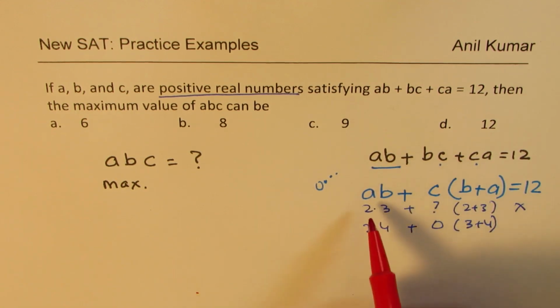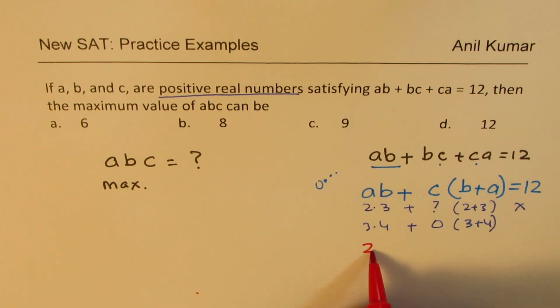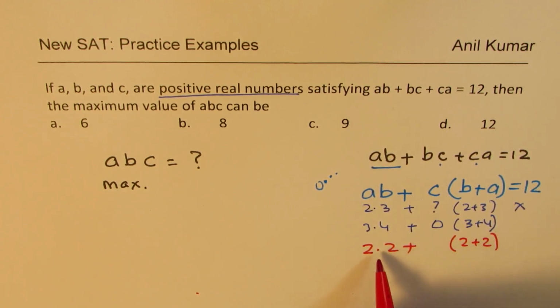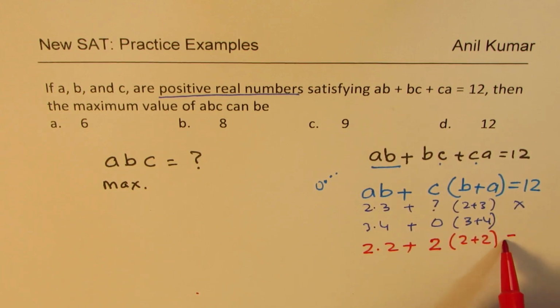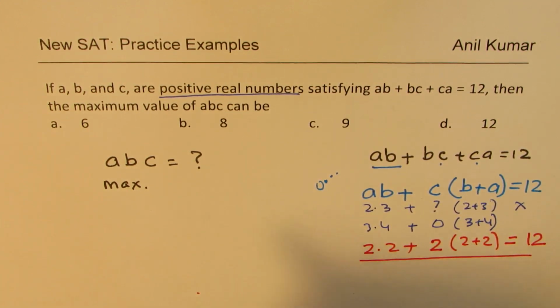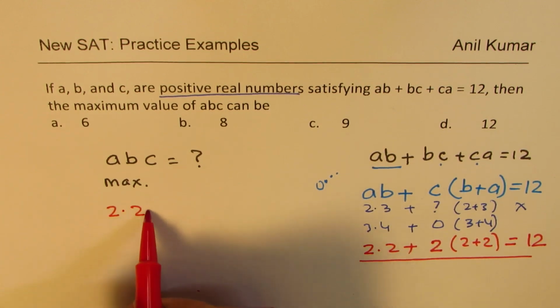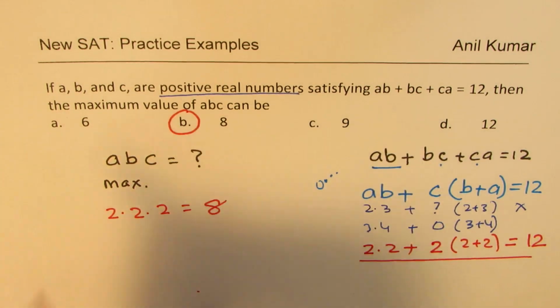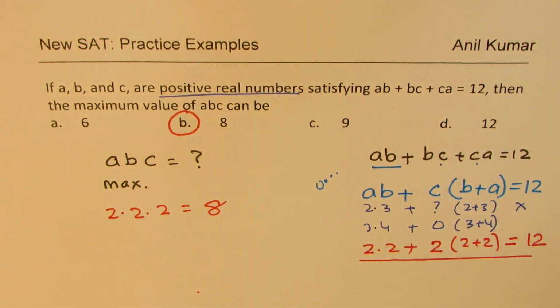What best could be, just take 2 and 2. If I take A and B as 2 and 2, then the product gives me 4. And then here I get 2 plus 2, which is also 4. So 4 and 4, and how do I get 12? To 4 I have to add 2, so I could take C also as 2. Perfect. That gives me 12. Now that gives me the result that A, B, C are all 2, and the maximum answer could be B, which is 8 as the product.